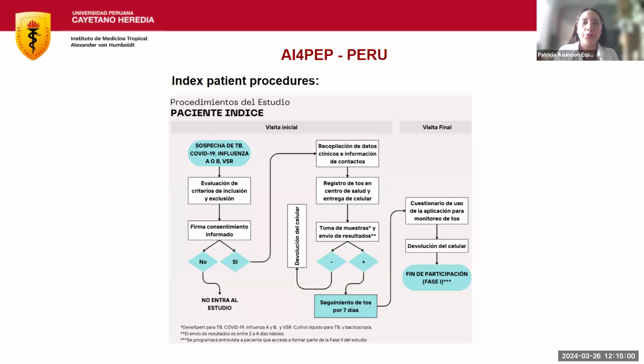And this is just the procedures flowchart about the index cases and the suspicion of these diseases, as well as to evaluate the eligibility criteria. If the patient can enter the study, then we can collect the clinical data of the participant, train the AI for cough monitoring, and collect the specimen for the TB diagnostics or the other respiratory infections. And finally, the follow-up for 7 days.